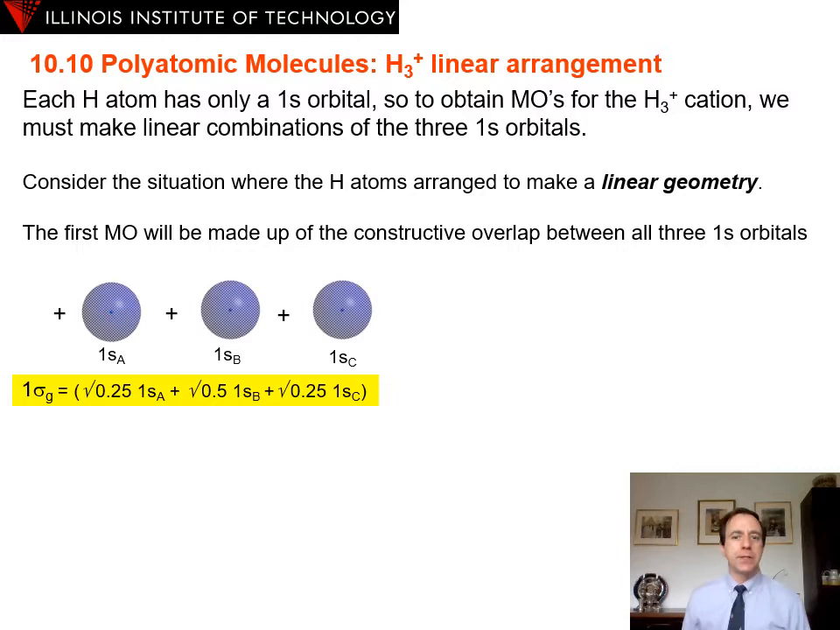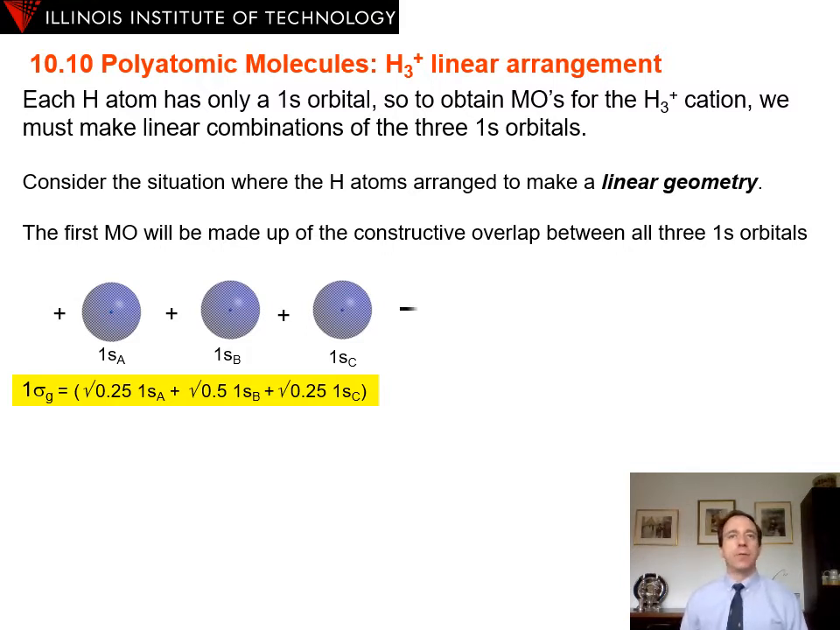This is going to be the first orbital, so we'll call it 1 sigma, and it's going to have even symmetry with respect to its center of inversion. The center of inversion in this case is going to be right at the central point of hydrogen B, the central hydrogen.